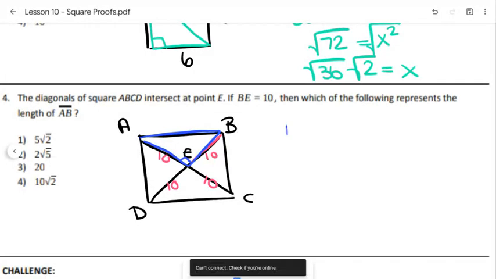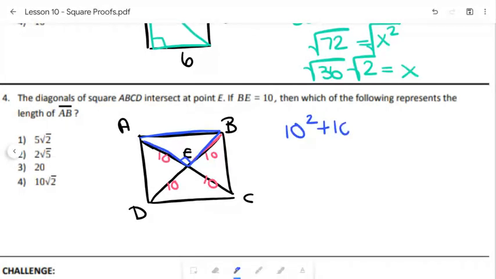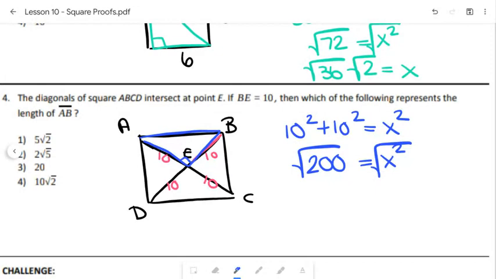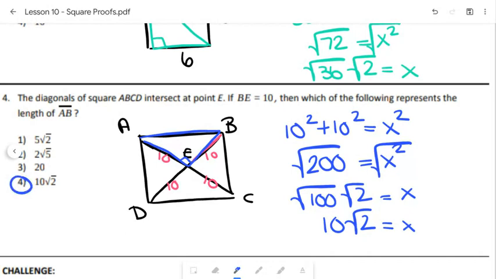So, same idea again. 10 squared plus 10 squared equals x squared. We end up with 200 because we get 100 plus 100. Take the square root of both sides. So we get 10 radical 2 there. Okay.